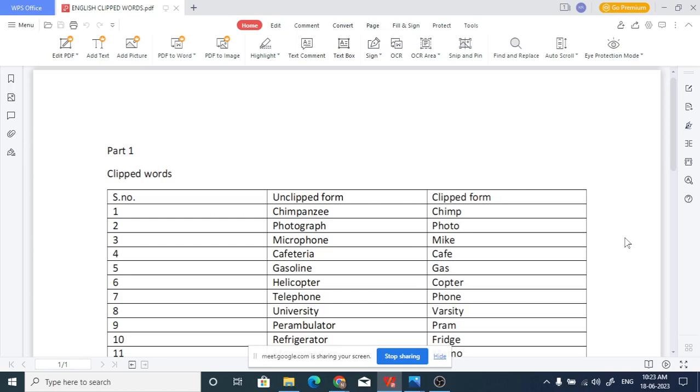What is that gas called? For cooking, we use a particular gas. What is that gas? LPG, sir. Yeah, LPG. What is the full form of LPG? Liquefied petroleum gas. Very good. Liquefied petroleum gas, LPG. That is used for cooking.